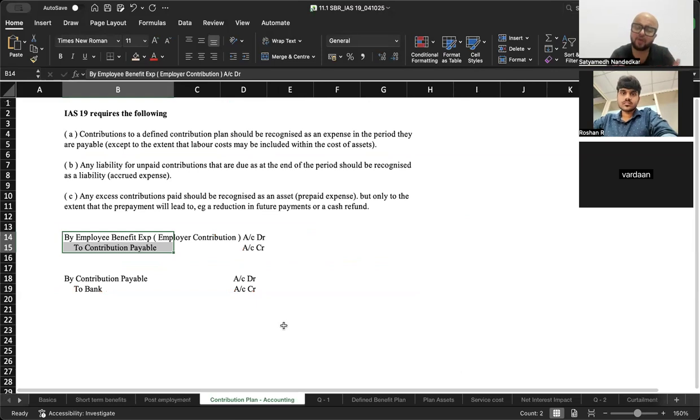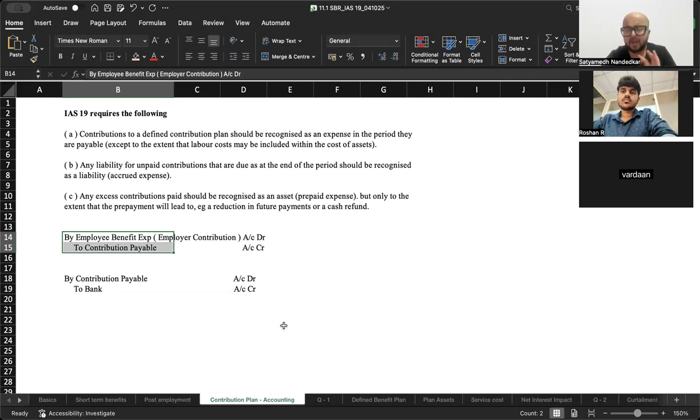Now, if you're talking about accounting for a defined contribution plan, the accounting is very straightforward. What exactly are we doing here? Every month or every year there will be a contribution payable. So our accounting entry for this will be employee benefit expense account debit to contribution payable, and then contribution payable to bank. This amount will be calculated as a fixed percentage of either salary, or it could just be a fixed amount that you are considering.